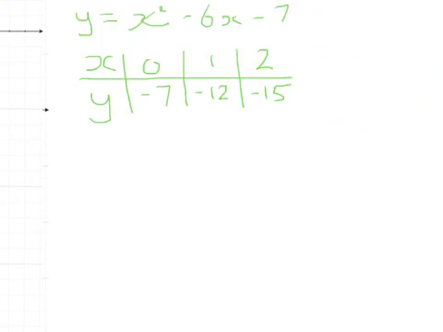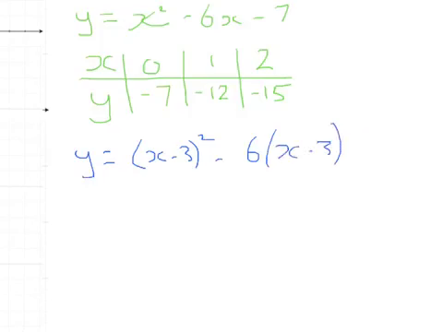Okay, now we're going to have a go at y equals, what was it, x minus 3 all squared, minus 6 lots of x minus 3, and then minus 7. Okay, and I'm going to choose to do this for a few slightly different values, and x being, what do I want it to be?